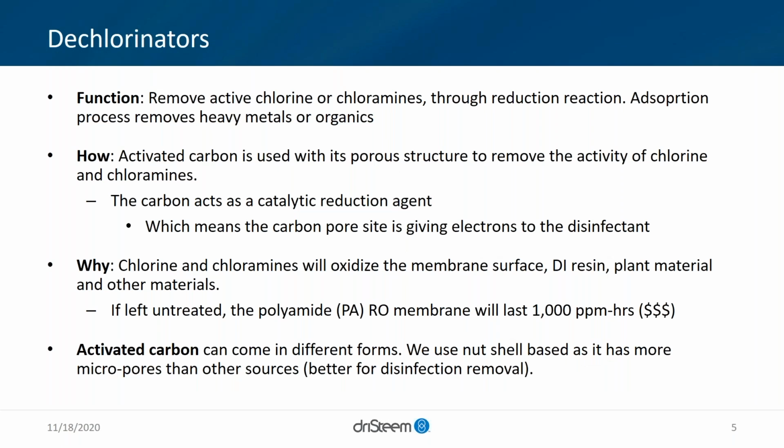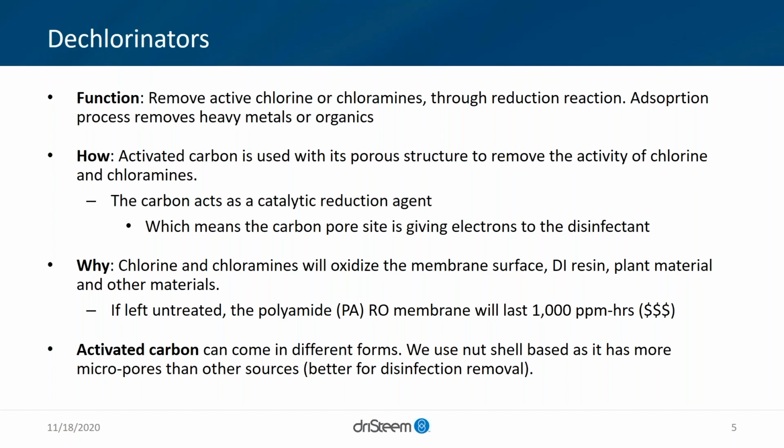So dechlorinators in general, what's the function? There's many different functions to dechlorinators. The ones we're going to talk about today relate to water filtration. So in more particular ways, chlorine and chloramine reduction. How that works is essentially it's going to give off an electron. The carbon's going to give an electron to the chlorine gas, that's a disinfectant, turning it into chloride.